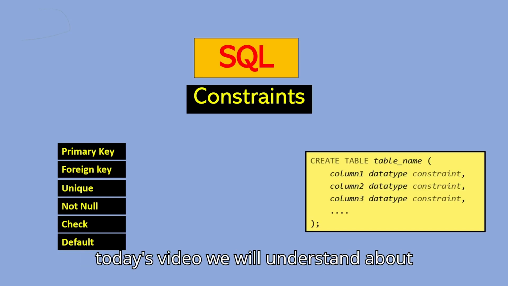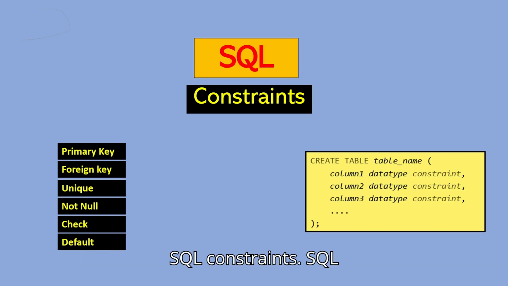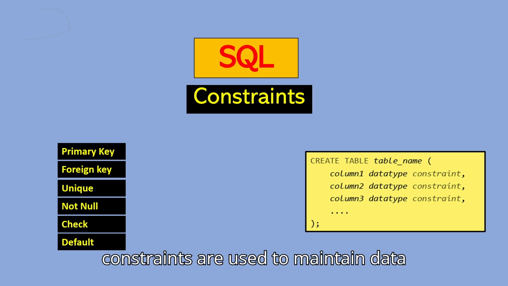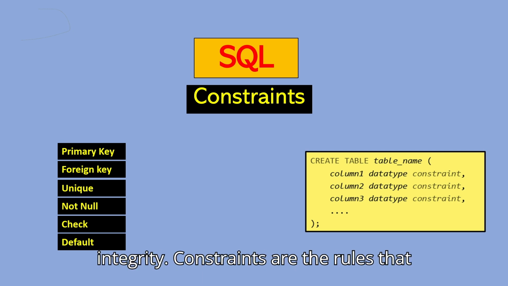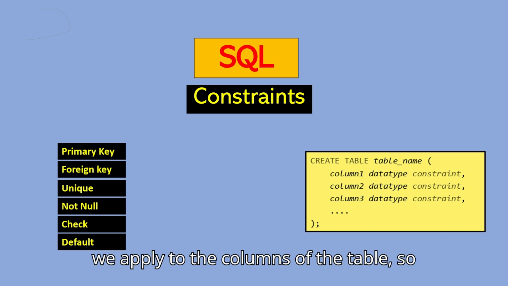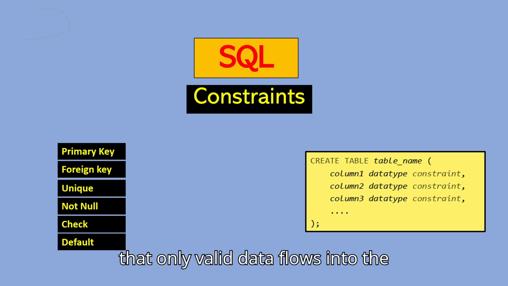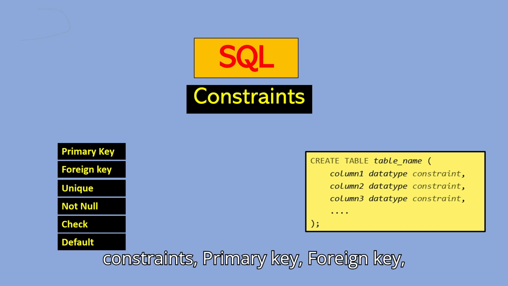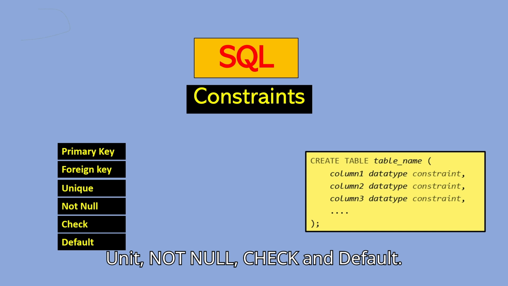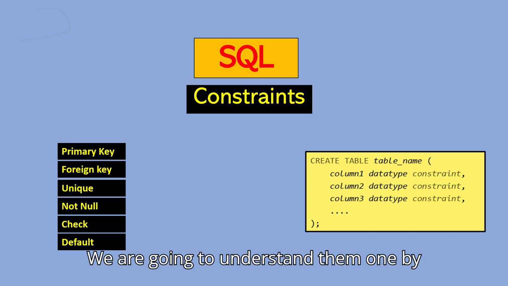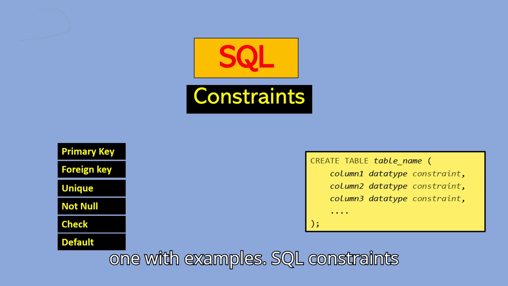In today's video, we will understand about SQL constraints. SQL constraints are used to maintain data quality, data accuracy, and data integrity. Constraints are the rules that we apply to the columns of the table so that only valid data flows into the database. There are 6 types of constraints: primary key, foreign key, unique, not null, check, and default. We are going to understand them one by one with examples.